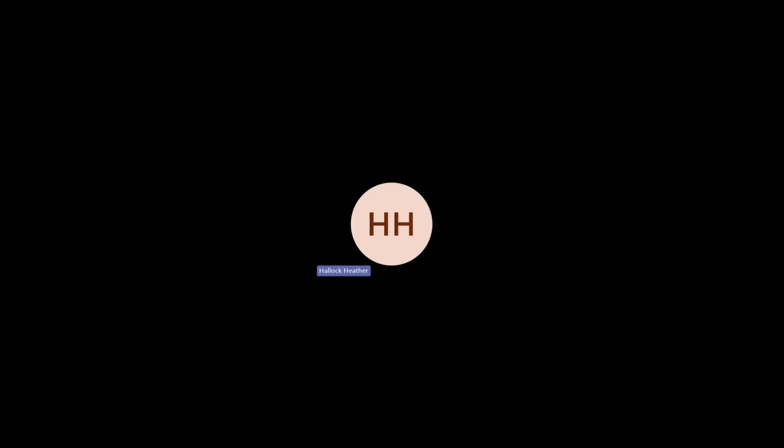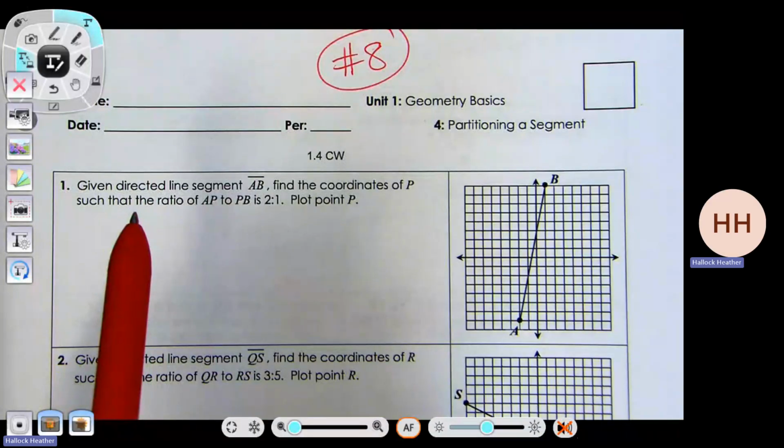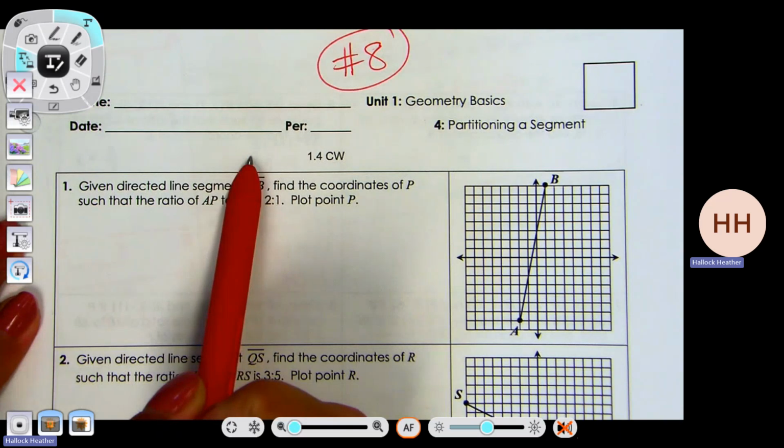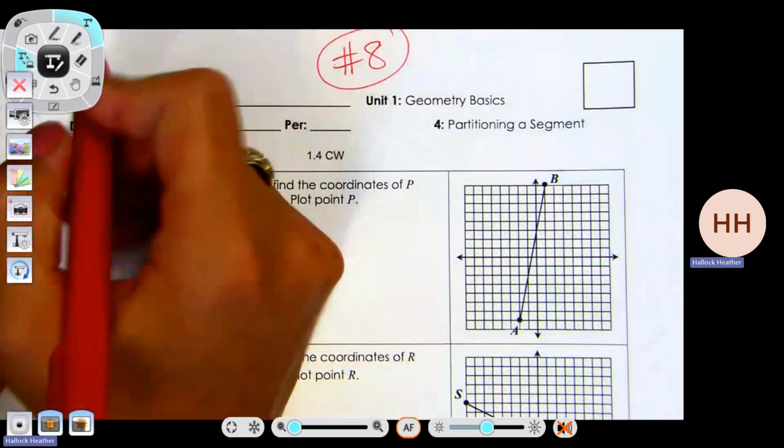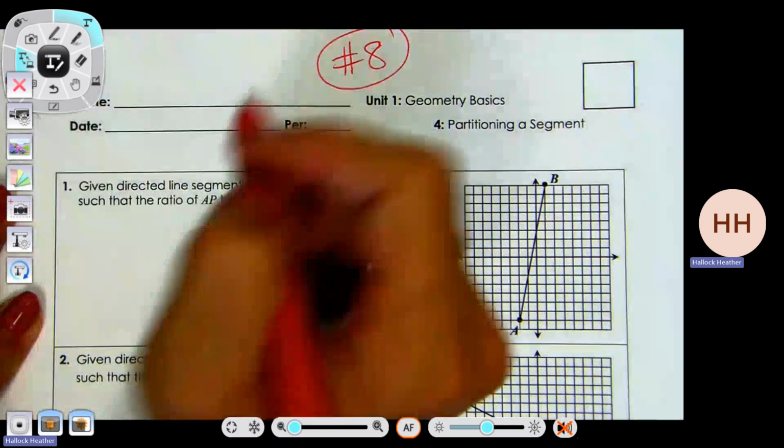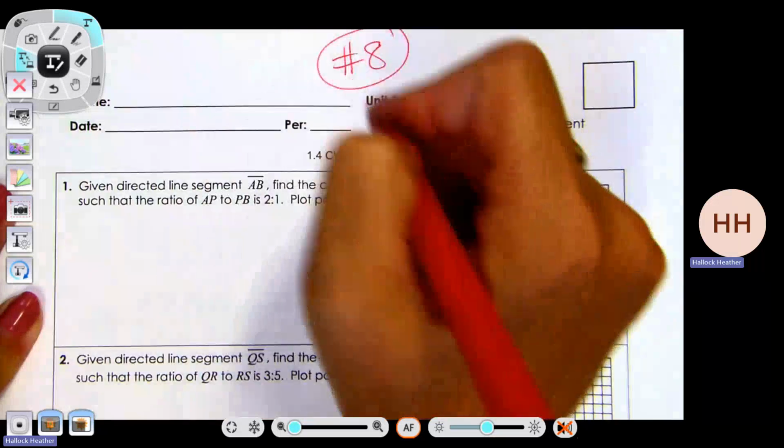For number one, this is all partitioning. Okay, so I'm going to write the formula up right here. We wrote it yesterday in our notes. It's on this little poster, but I made it too small, so I will rewrite it later at some point.